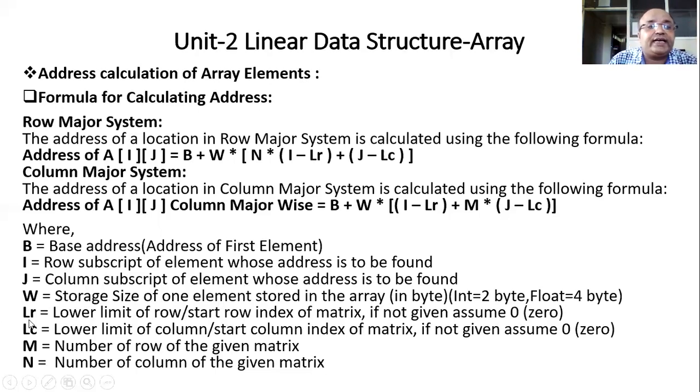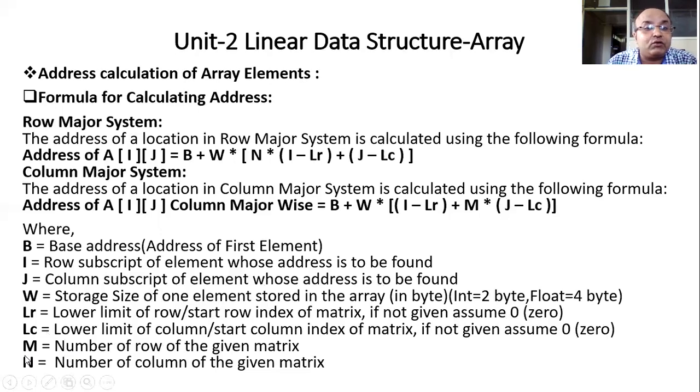Now here you can see LR. LR is the lower limit of row, or the start row index of the matrix. In all examples it is not given. We will discuss that in detail when we have a number of examples. But here you can see, if not given, assume 0. In a similar way, the lower limit of column, or the start column index of the matrix, if not given, then assume 0.